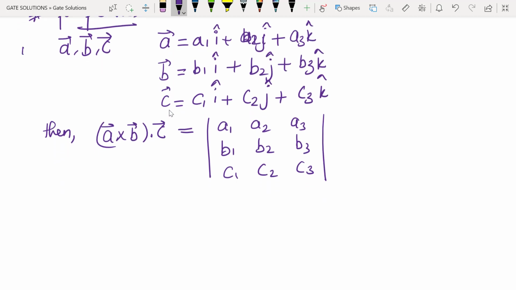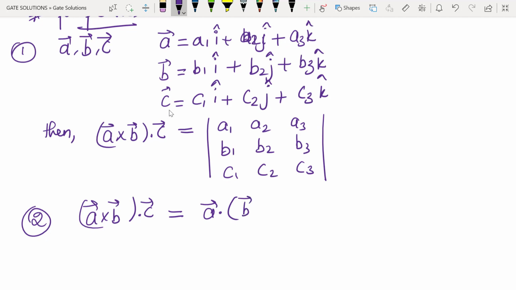This is the first property. The second property is the position of dot product and cross product can be interchanged without interchanging the vectors. So this is A cross B dot C is equal to A dot B cross C.